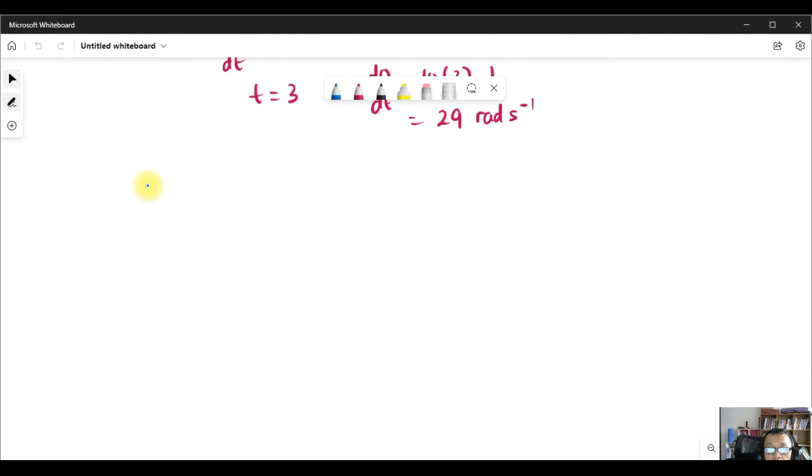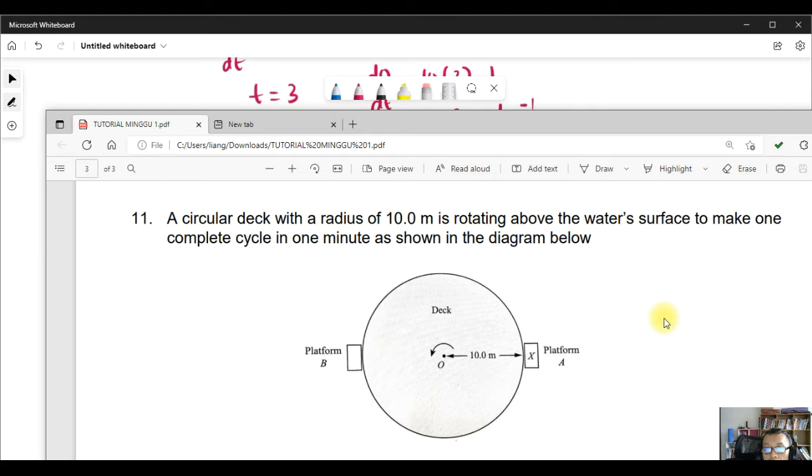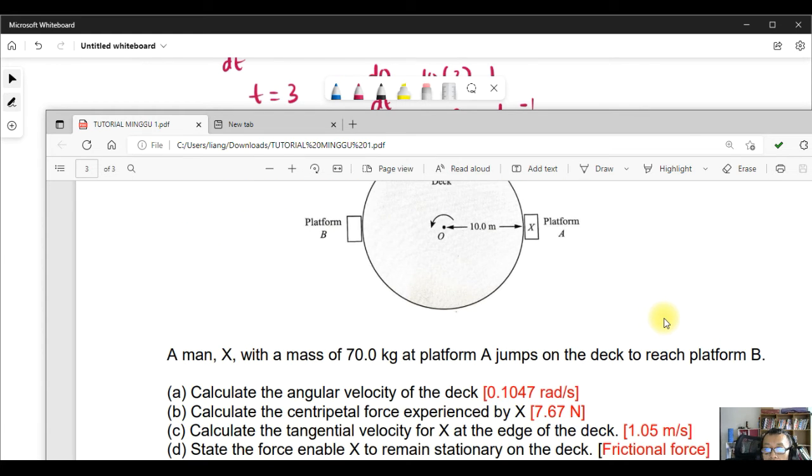Question number 11. A circular deck with a radius of 10 meters is rotating above the water surface to make one complete cycle in 1 minute. A man X of mass 70 kg at platform A jumps on the deck to reach platform B. Calculate the angular velocity on the deck.